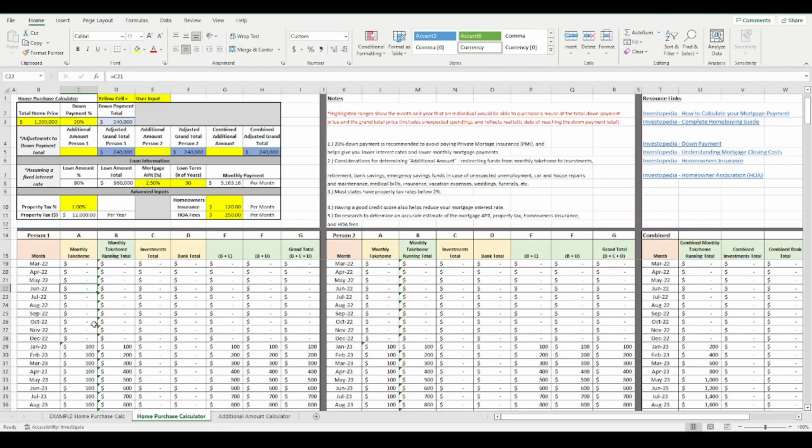You'll then input your investments total, such as for Robinhood, TD Ameritrade, etc., and your bank savings totals. This information is good to know in case the individual intends to spend from these two areas in addition to their paycheck totals to purchase a home.